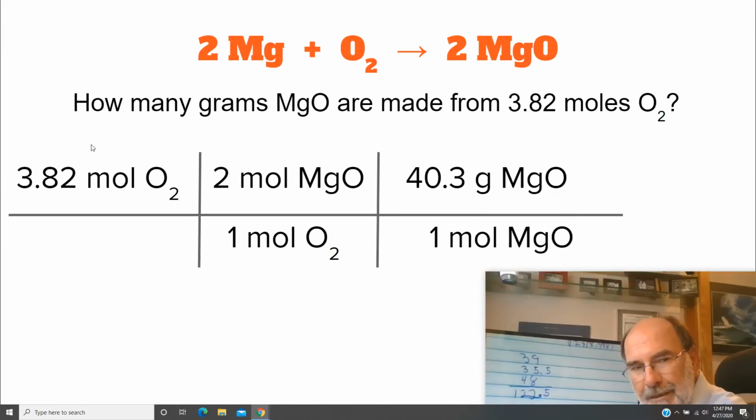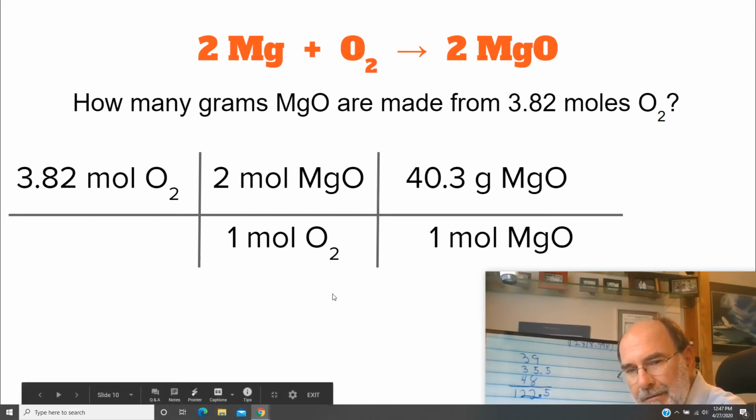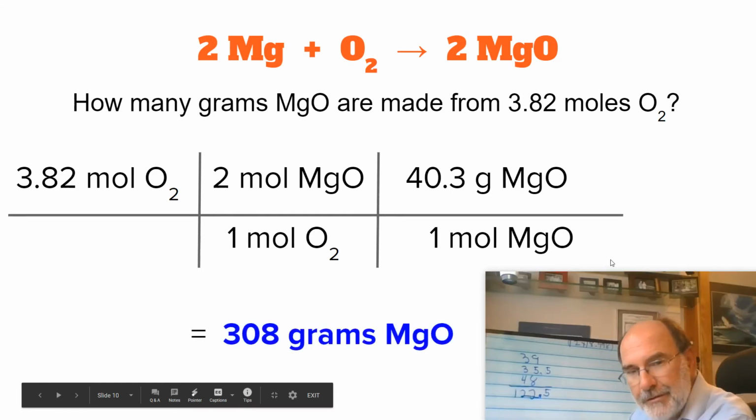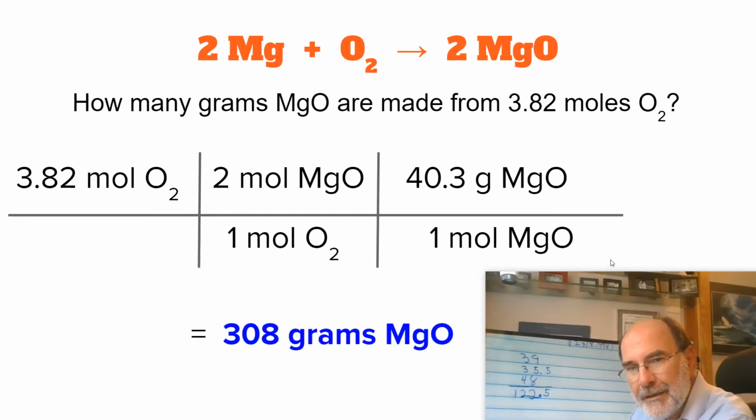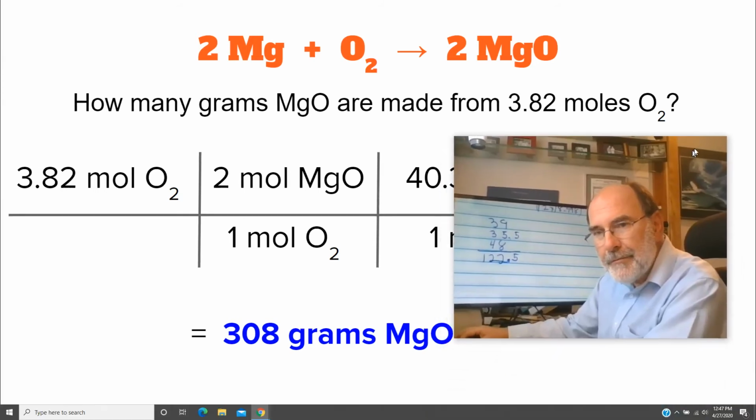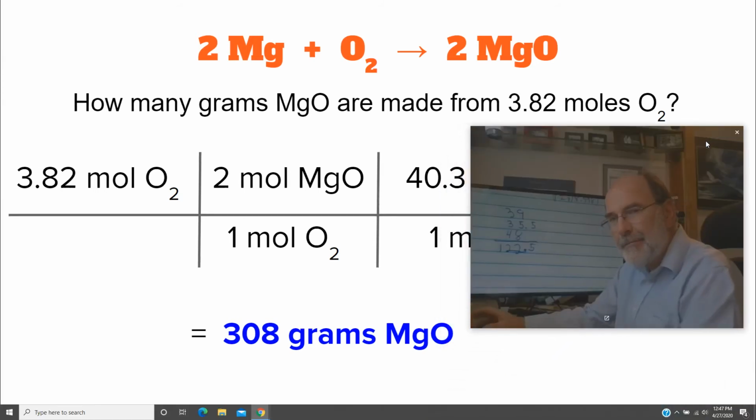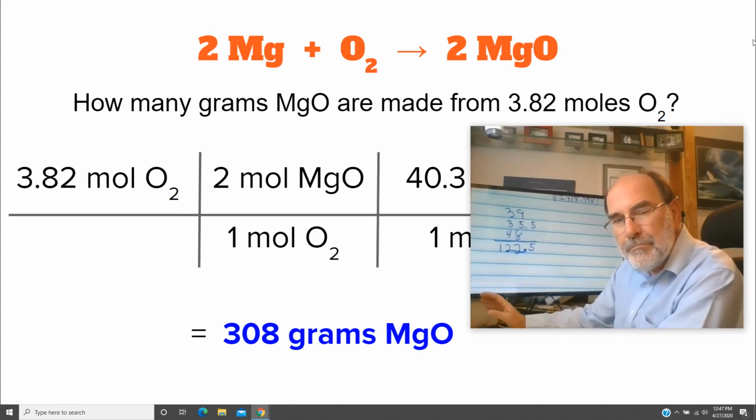First column, numerator, is what we were given. Second column is from the balanced chemical equation, the ratio of moles. Third column is the number of grams of magnesium oxide per mole of magnesium oxide. And you plug it into your calculator and you get 308 grams of magnesium oxide. Now, before I just click onto the next PowerPoint slide, I want to ask you, what if I turned this into a limiting reactant problem?